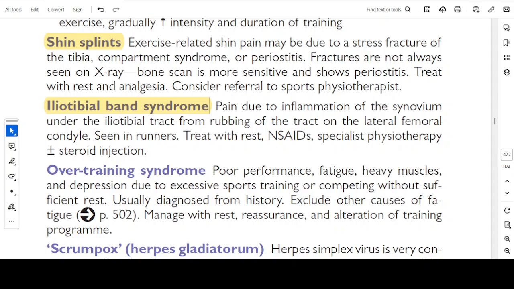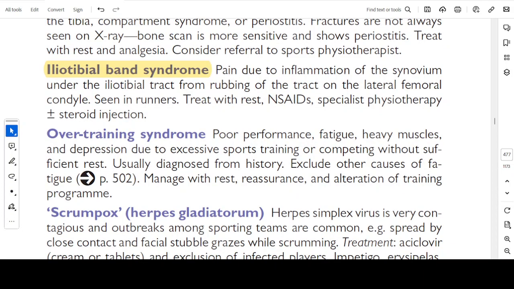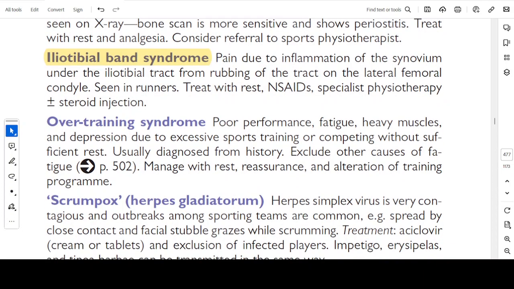Iliotibial band syndrome. Pain due to inflammation of the synovium under the iliotibial tract from rubbing of the tract on the lateral femoral condyle. Seen in runners. Treat with rest, NSAID, specialist physiotherapy plus steroid injection.